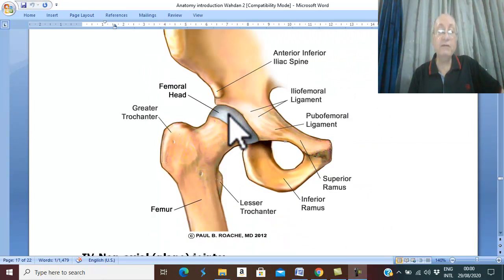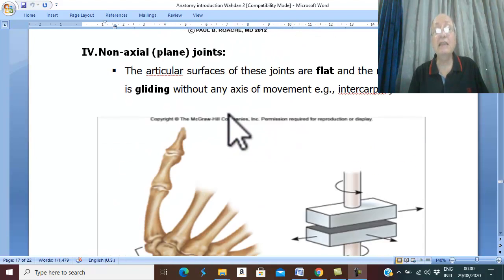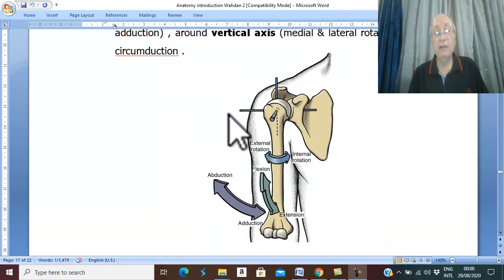This head of femur, the head is rounded, articulates with a concavity in the hip bone, forming a ball and socket joint called the hip joint. These joints are freely mobile, and the most mobile joints all over the body, moving in 3 axes. In the shoulder joint, these are the 3 axes.